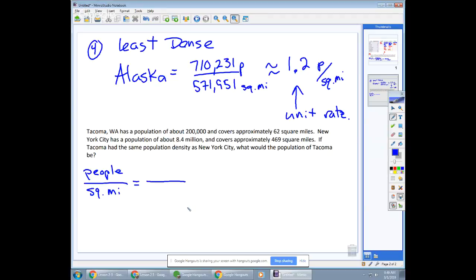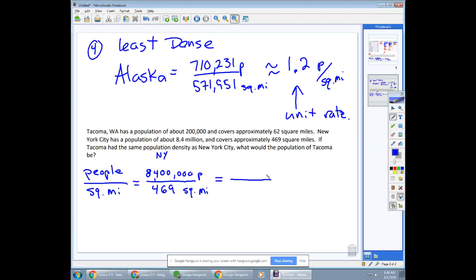New York has 8.4 million people. 8,400 would be thousands, so 8,400,000 would be 8.4 million. So there's 8.4 million people divided by 469 square miles. Up above that, I'm going to write that that's New York. And then I'm going to write equals in another fraction, and this one's going to be Tacoma.